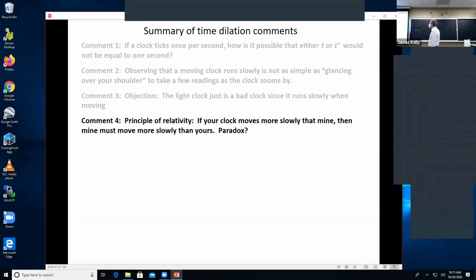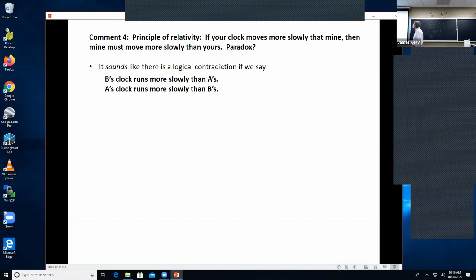Okay. So the principle of relativity says, if your clock moves more slowly than mine, then mine has to move more slowly than yours because we're moving at each other in a symmetric way. Is there a paradox there? Yes. You age more slowly than me. I age more slowly than you. How can we make that make sense? Several of you have brought this up.